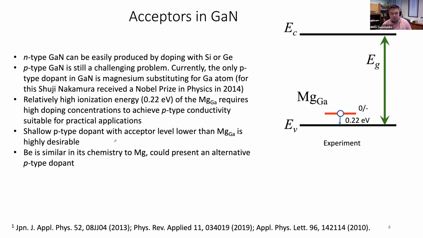It's highly desirable to have something shallower than magnesium. And currently, we are looking at beryllium. Beryllium is right next to, right under magnesium on the periodic table. So the very similar chemical properties. Really, the only difference is the size of the atom. Maybe it's an alternative, and that's what we're trying to explore here.